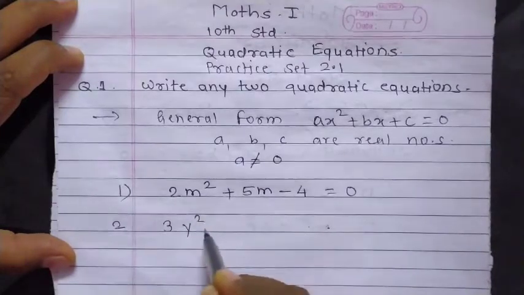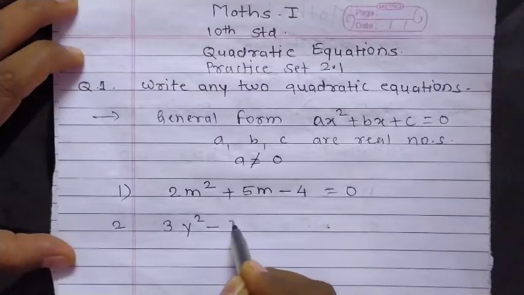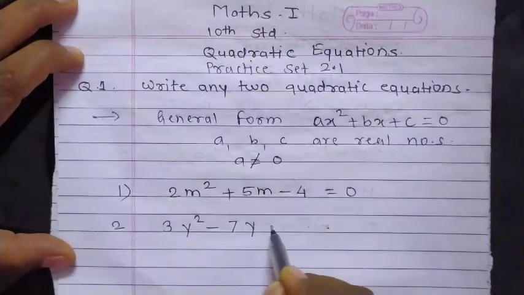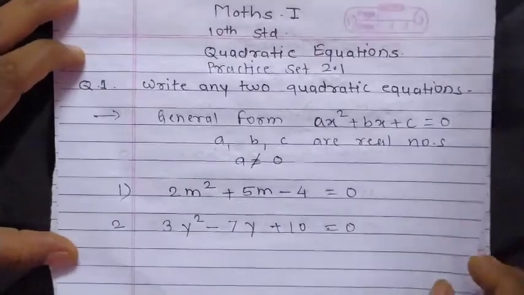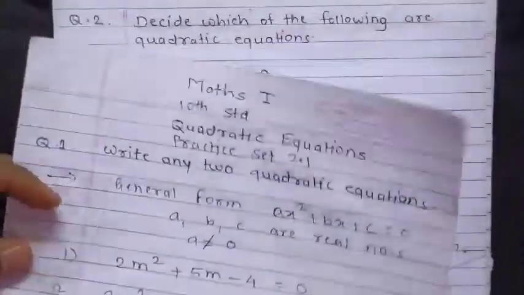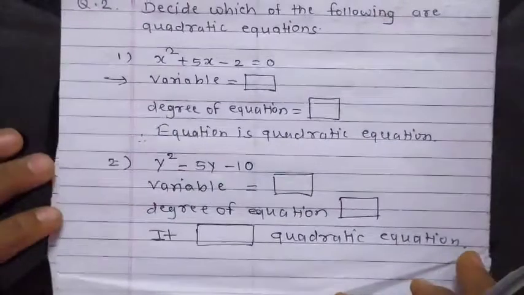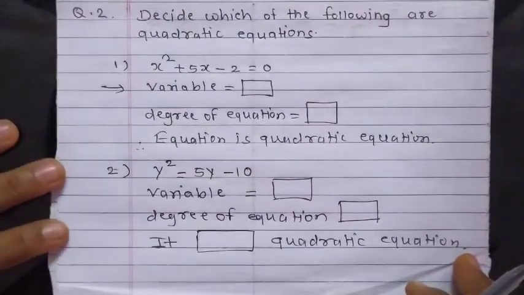3y square minus 7y plus 10 equal to 0. Like this you form other examples. Then question number 2. Decide which of the following are quadratic equations.